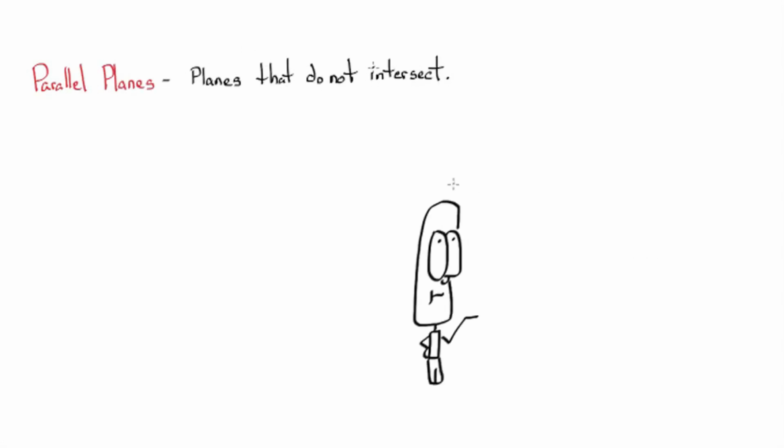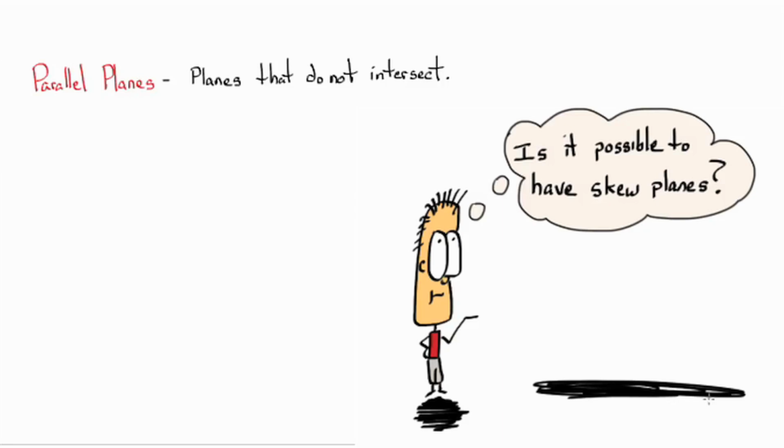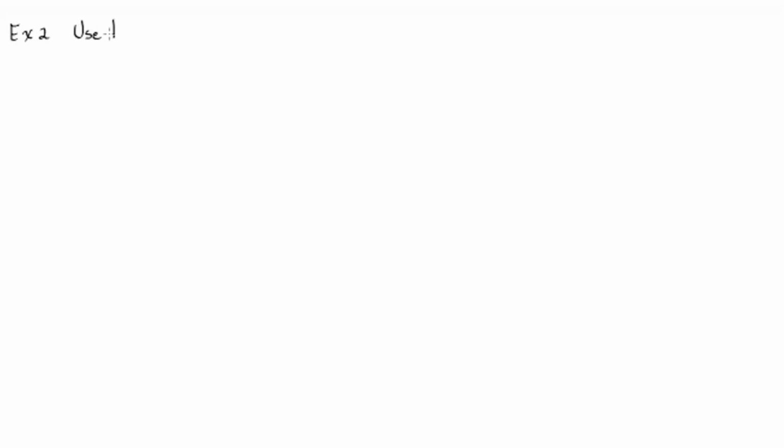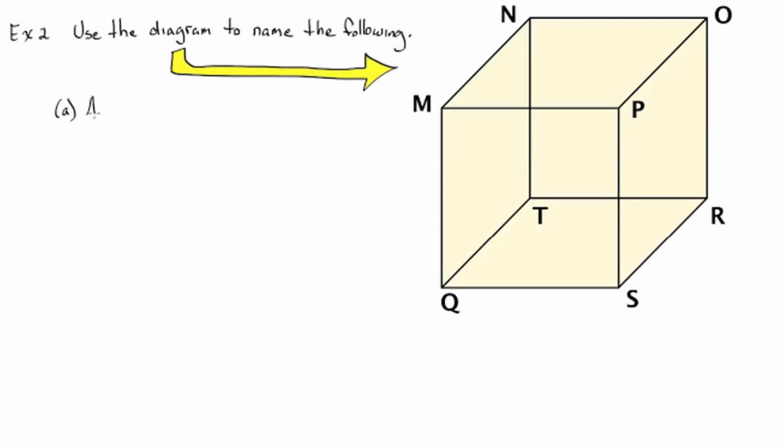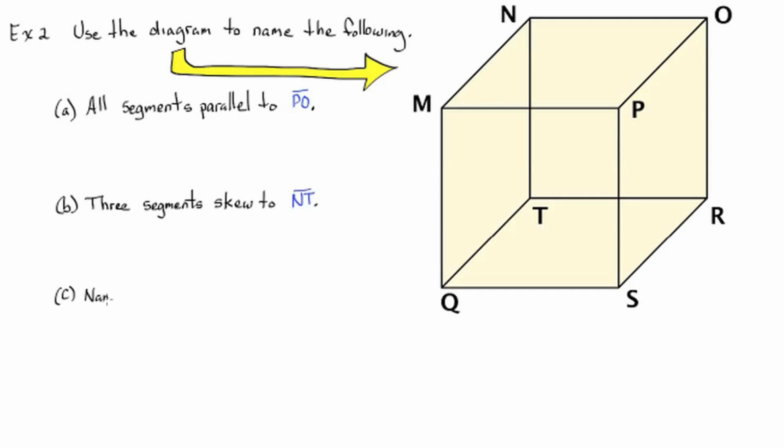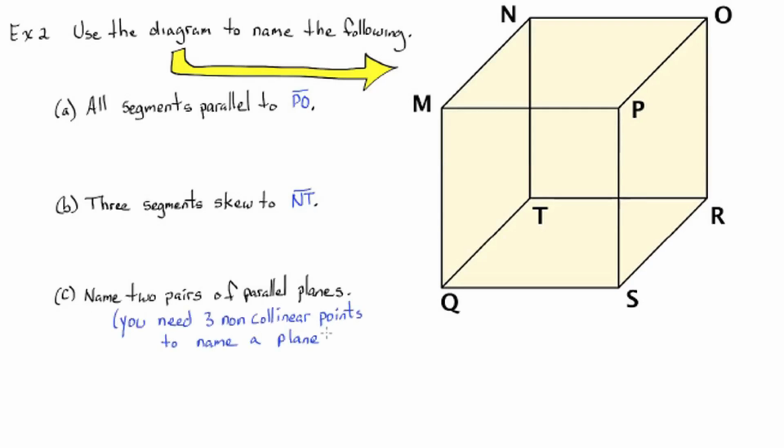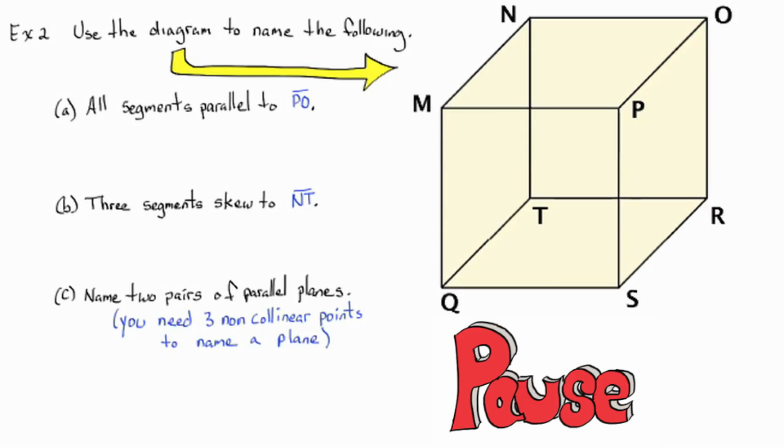Parallel planes: planes that do not intersect. Simple enough. Example 2. Use the diagram to name the following. All segments parallel to segment PO. Three segments skew to segment NT. Name two pairs of parallel planes. Remember, you need three non-collinear points to name a plane. Pause.